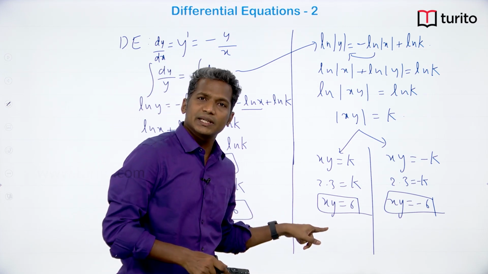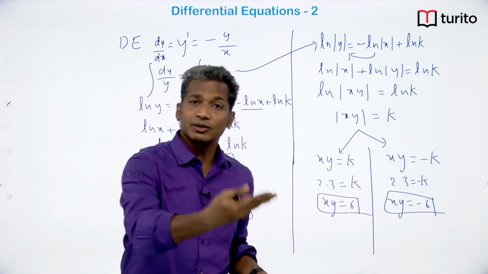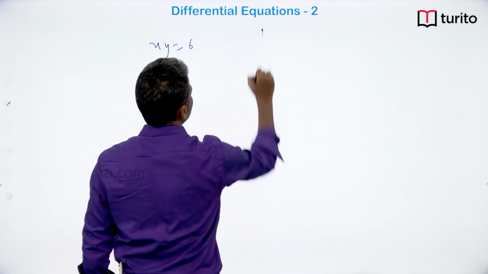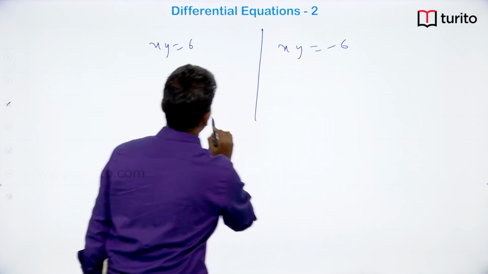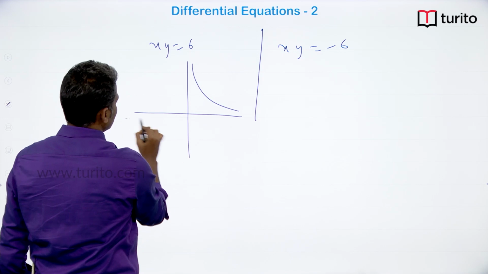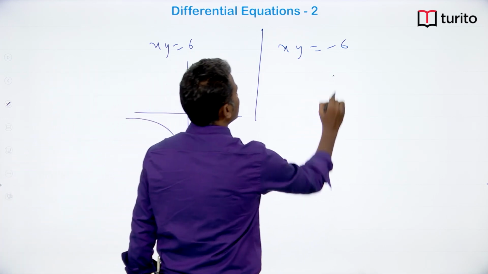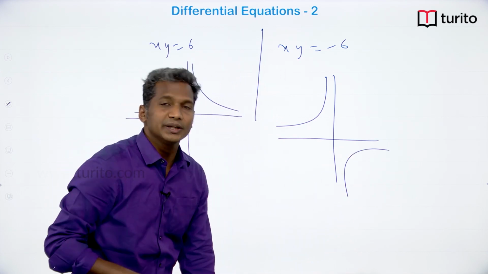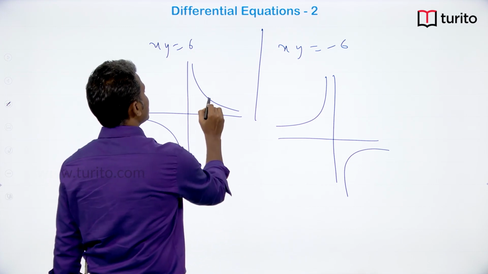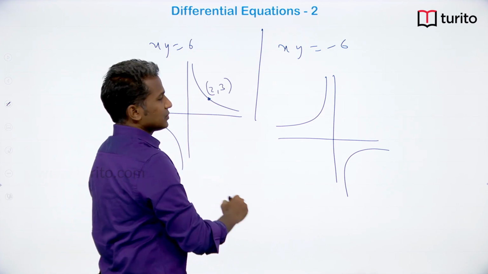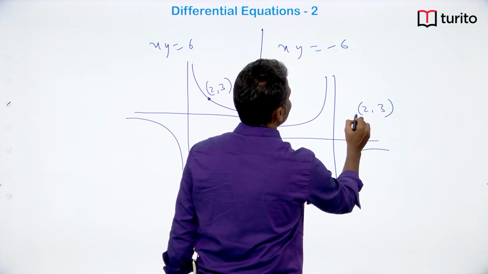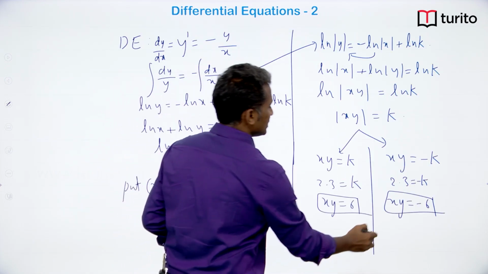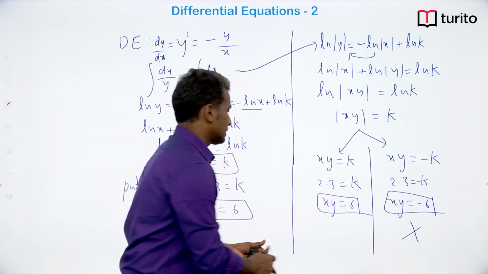Xy equal to 6 is basically a rectangular hyperbola lying in the first quadrant and the third quadrant, right. Xy equal to minus 6 is going to lie in the second and fourth quadrants. Now where is our 2, 3 point? 2, 3 point is actually in the first quadrant. So that means if I put 2, 3 in the xy equal to minus 6 equation, it should not satisfy. So this part is actually the wrong solution, this is the right solution.